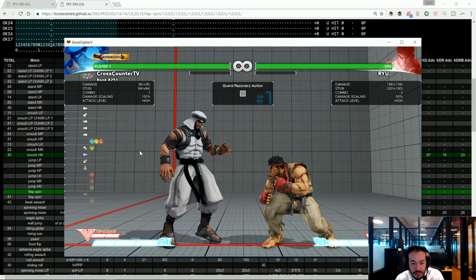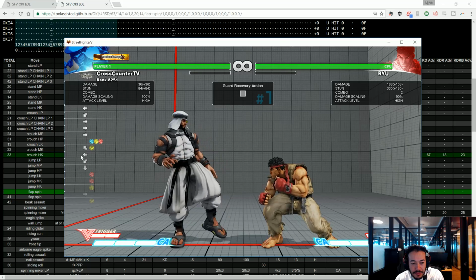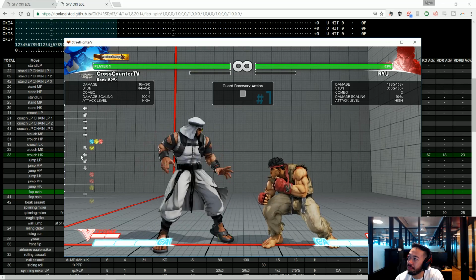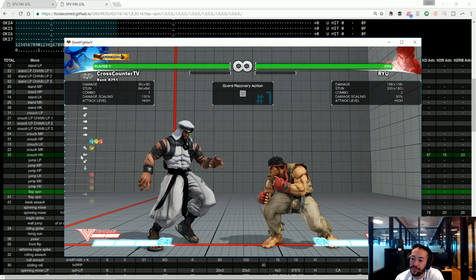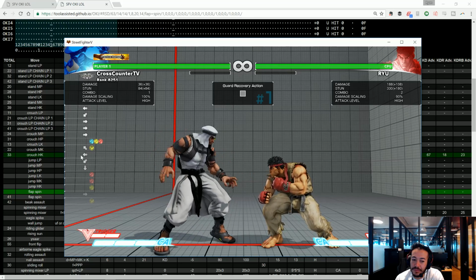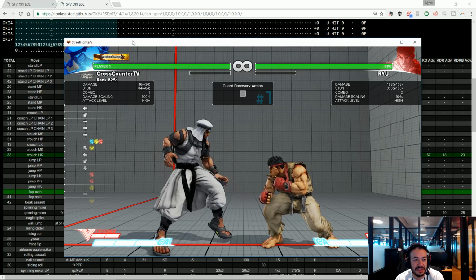Yeah, no, this is really, really cool. It's really neat to see all this broken down in this way, as opposed to just looking at a list of frame data. There's a big difference between those two. Exactly, because otherwise it's just a bunch of numbers. Like, who cares?